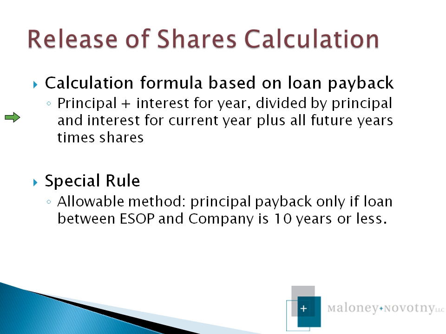And Bill found the slide. Here it is. Calculations based on the loan payback principal plus interest for the year divided by the principal and interest for current year plus all future years. And when you go through the formula, that front loads more of the shares being released in earlier years than later years, than if you have just the principal only.